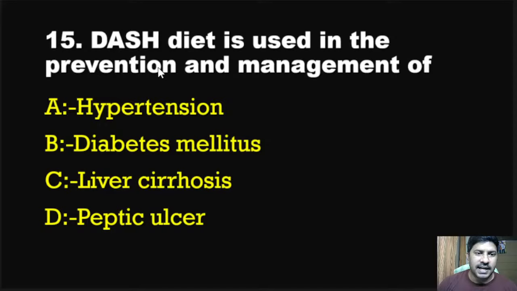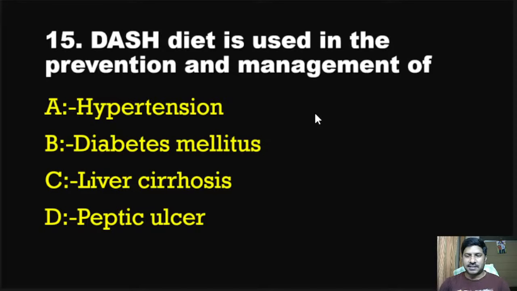15th question, DASH diet is used in the prevention and management of hypertension, diabetes mellitus, liver cirrhosis, or peptic ulcer. DASH diet means it is rich in vegetables, fruits and whole grains. It includes fat-free or low-fat dairy products, fish, poultry, beans and nuts. It limits foods that are high in saturated fat, such as fatty meats and full-fat dairy products. So I think you can answer here.